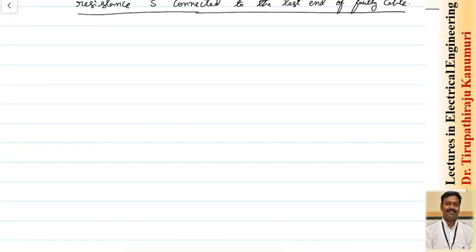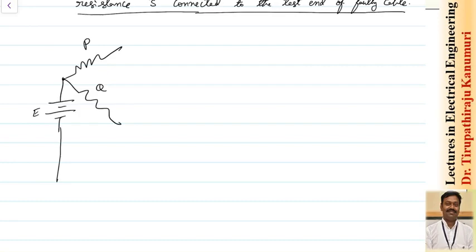So I am making the circuit here. The circuit will be like this. This is the branch of the Wheatstone bridge. This is P and this is Q. This end will be connected to a battery source. Let us assume this is my battery source. Now coming to the remaining connection, this will be connected to the cable.